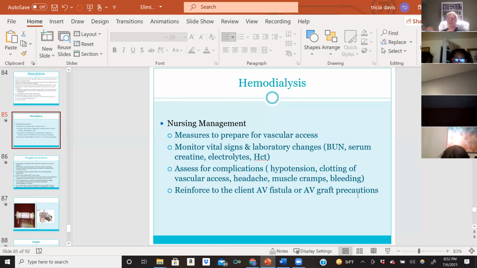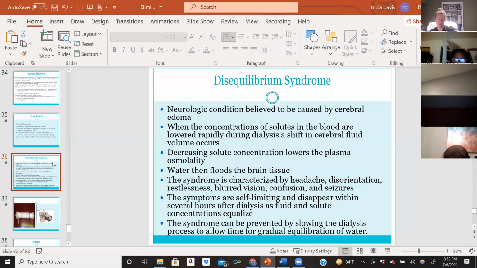No other procedures, because any type of procedure, like I just talked about, can compromise the stability of that fistula or that graft. So when they come in and you see that, you should put the signs on the door, above the bed, and you should also put a little bracelet on their wrist that says upper extremity restrictions. So patients that get hemodialysis can also have something called disequilibrium syndrome.